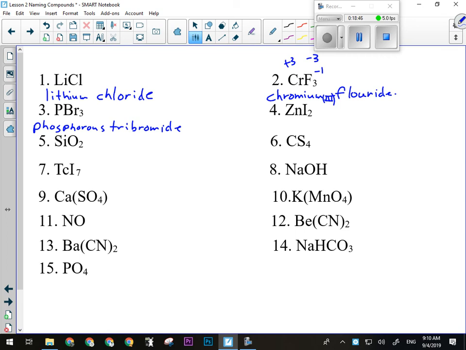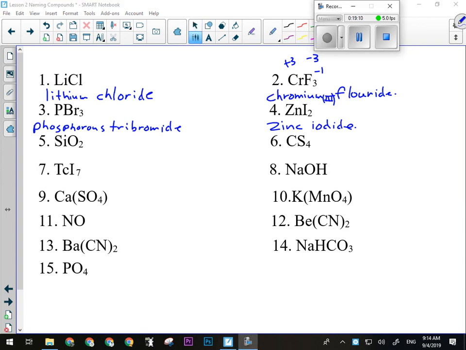Okay, and then number 4, I have zinc and iodine. Ionic or molecular? It's ionic, zinc's a metal. Does zinc have more than one possible charge? No, it can only be a 2. So we'll just have zinc iodide. Okay, everyone kind of following the process? Okay, keep going.